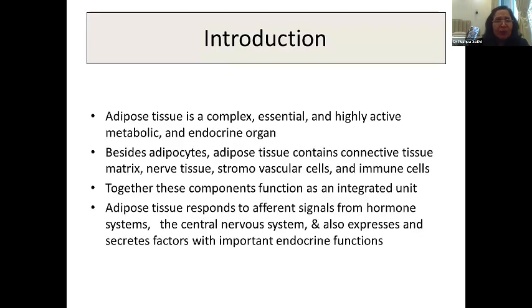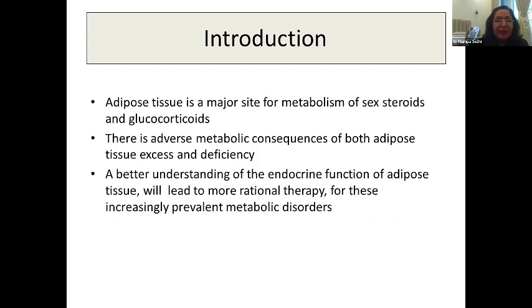So to introduce the topic, adipose tissue is a complex, essential, and highly active metabolic endocrine organ. Besides adipocytes, adipose tissue contains connective matrix, nerve tissue, stromovascular cells, and immune cells. Together, these components function as an integrated unit. Adipose tissue responds to afferent signals from hormone systems and the central nervous system, and also expresses and secretes factors with important endocrine functions. Adipose tissue is a major site for metabolism of steroids and glucocorticoids.